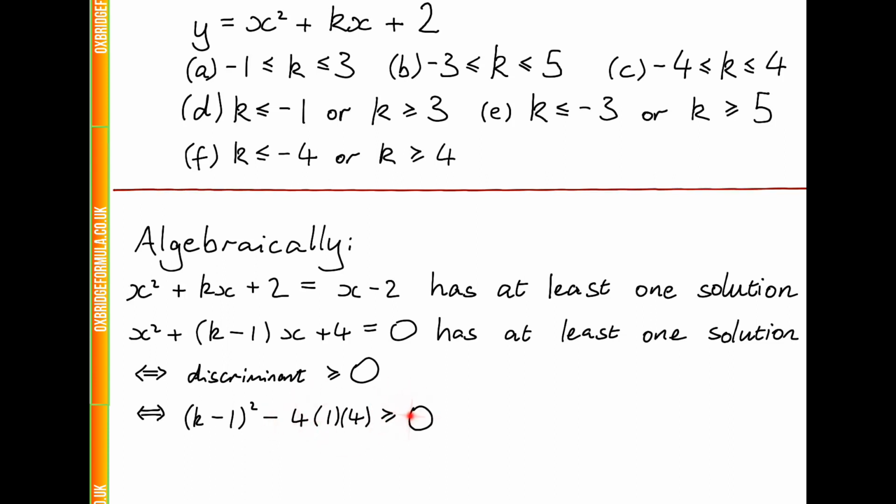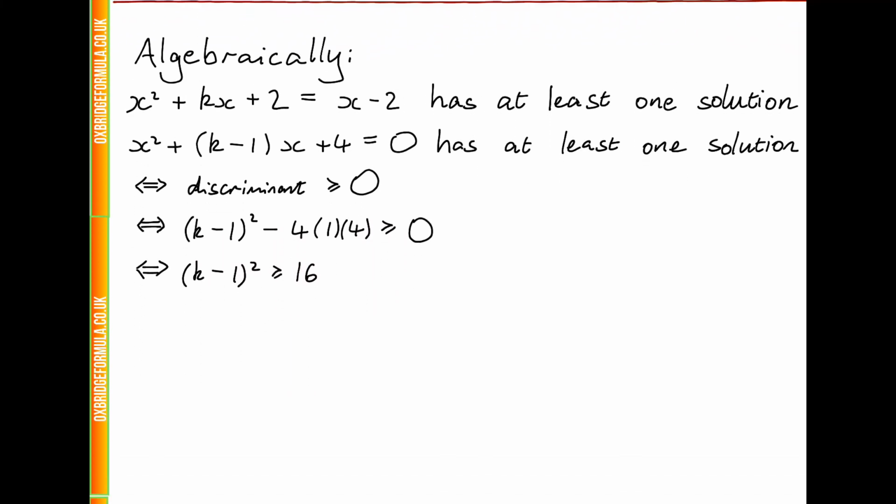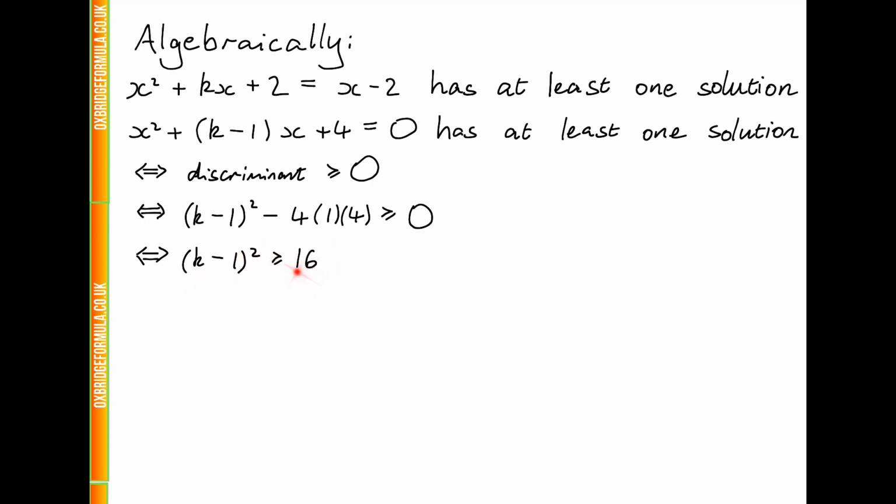Okay, well how can we solve this? Well, we can multiply 4 and 1 and 4 together to get 16 and move that onto the other side of this inequality. So this is just the same as (k minus 1) squared is greater than or equal to 16. And when will that happen? Well, 16 is 4 squared, so this will be true if k minus 1 is greater than or equal to 4, or if it's less than or equal to minus 4, because minus 4 squared is also 16. So those are our two possible cases.